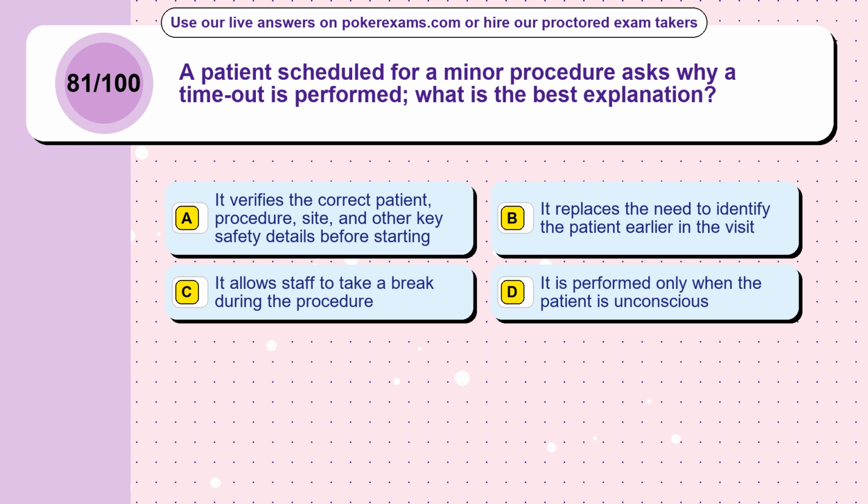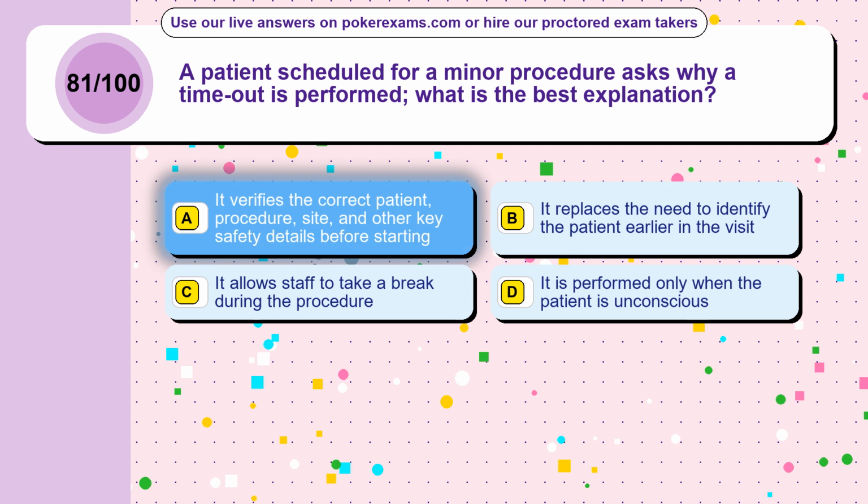Question 81. A patient scheduled for a minor procedure asks why a timeout is performed. What is the best explanation? Option A. It verifies the correct patient, procedure, site, and other key safety details before starting. Option B. It replaces the need to identify the patient earlier in the visit. Option C. It allows staff to take a break during the procedure. Option D. It is performed only when the patient is unconscious.